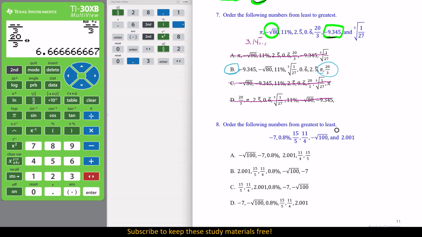All right, so let's look at number 8. Order the following numbers from greatest to least. So let's be savvy here again. Obviously a negative number can't be greatest. I mean, we're looking for greatest. That's just not reasonable. So eliminate anything that starts with a negative.